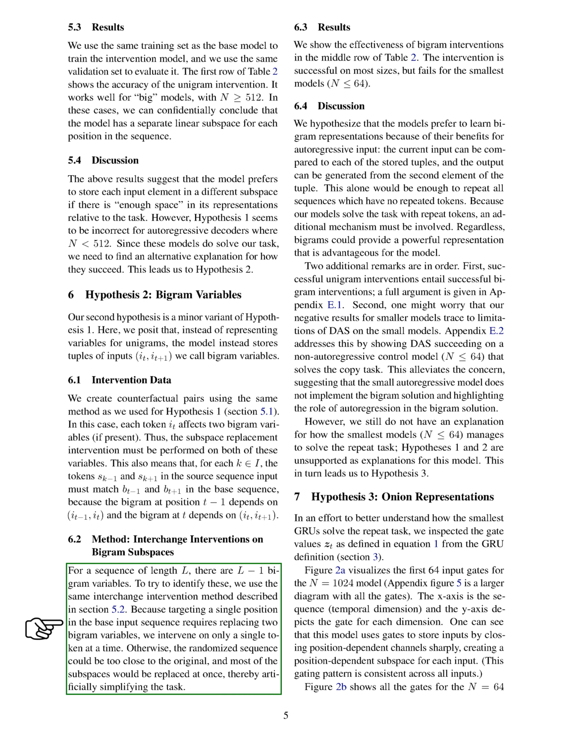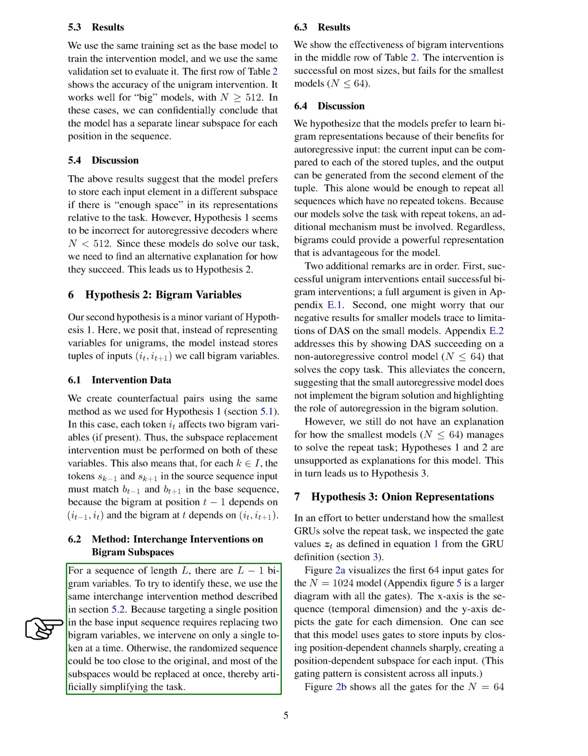For a sequence of length L, we have L-1 bigram variables. To identify these, we apply the same interchange intervention method we described earlier. Since changing one position in the base input requires replacing two bigram variables, we only intervene on one token at a time. This prevents the new sequence from being too similar to the original and avoids replacing too many subspaces at once, which would make the task easier than intended.